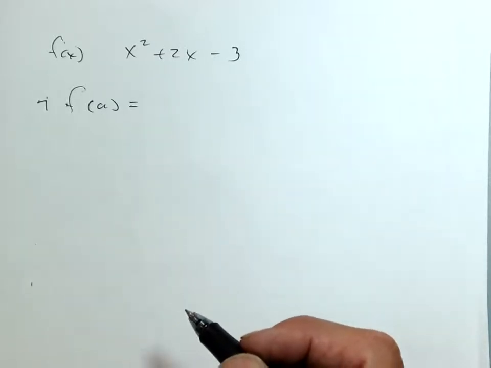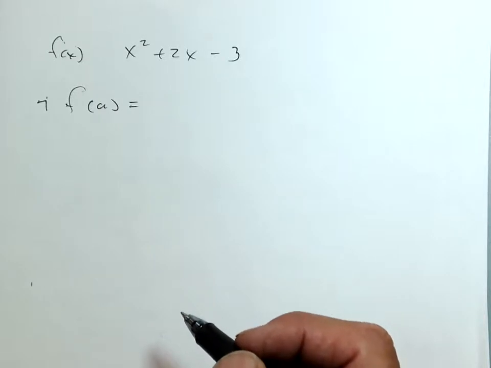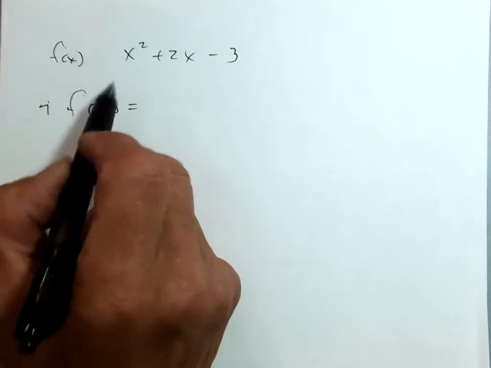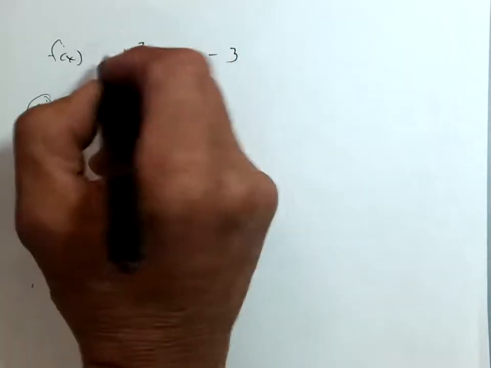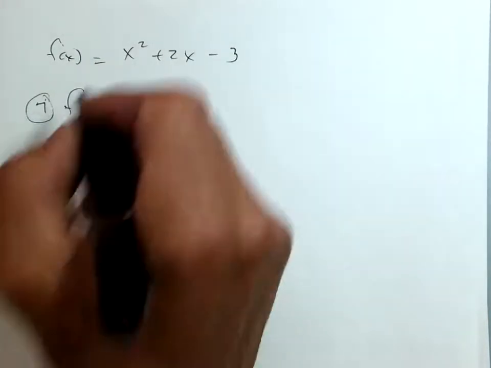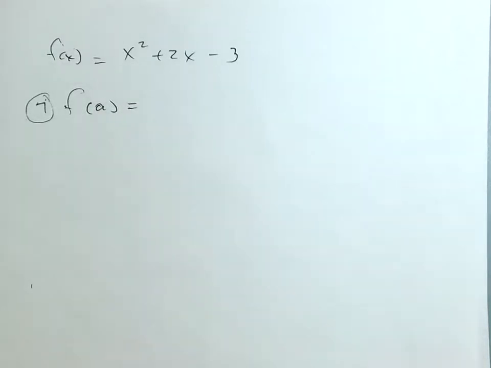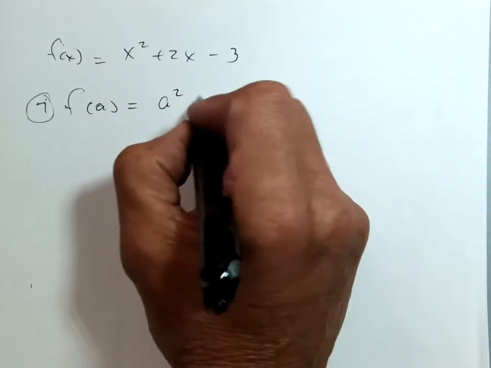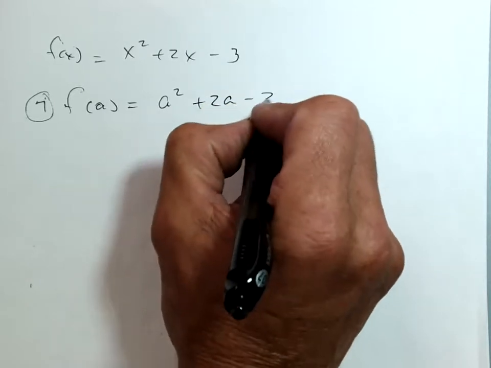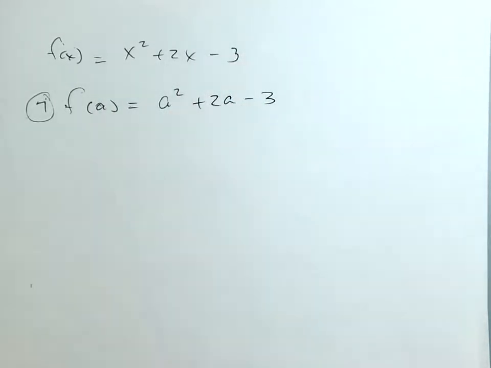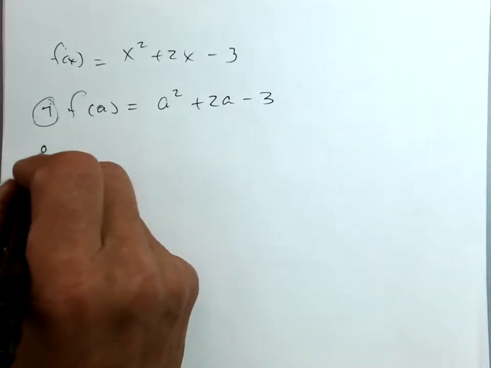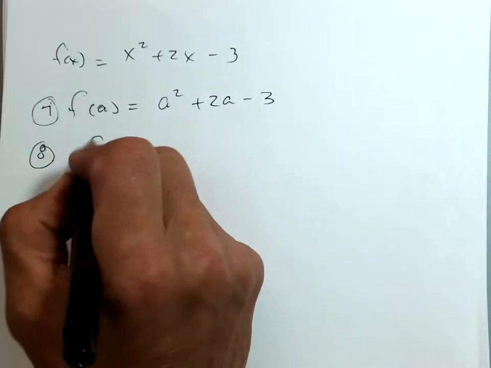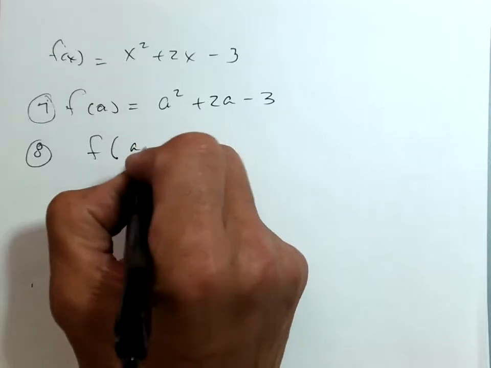Give me thumbs up when you're ready. Wait, what's the little thing before the f? Here, number 7. Okay, so it's just going to be a squared plus 2a minus 3. You're just going to plug in a, right? That's it.